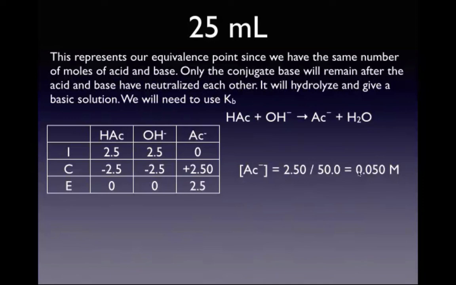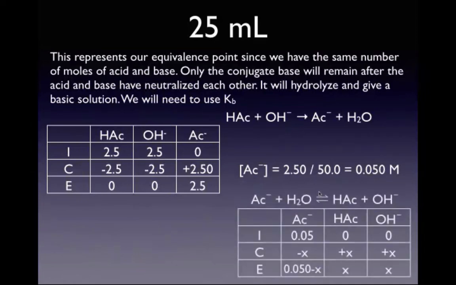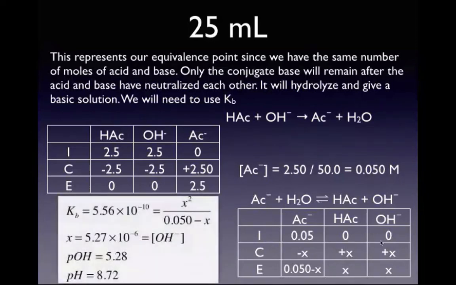So my new concentration of acetate ion is 0.050 molar. So that's going to be our starting point for an ICE box. So I've got 0.05 molar acetate ion, no HAc, no hydroxide, minus x, plus x, plus x. We have our equilibrium concentrations here. Plug them into a Kb equation.